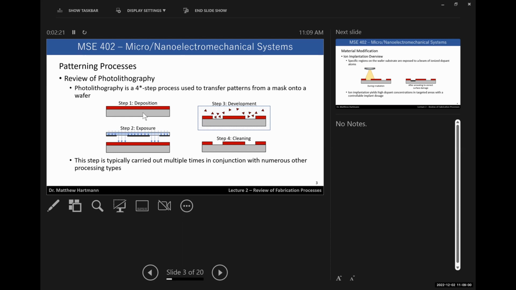So who knows what a photoresist is? Neil, what's a photoresist? It's a chemical that reacts to light. Yeah, that is exactly right. It is a chemical that reacts to light.